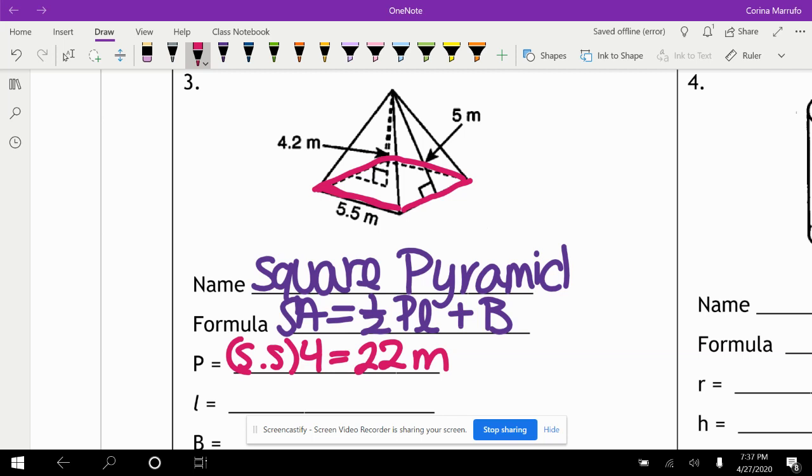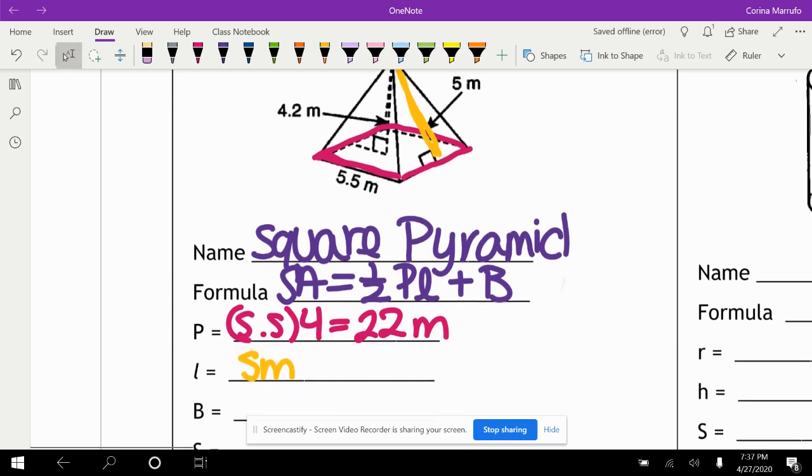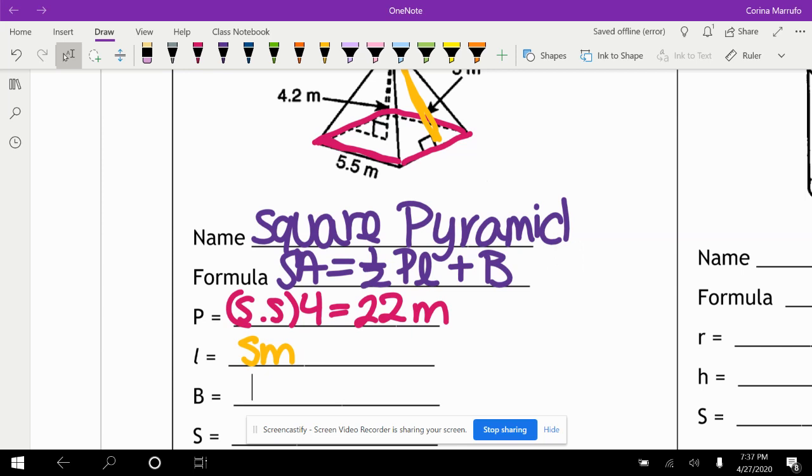Okay. L stands for slant height. Okay, so not the height going straight up and down. It's going to be the slanted one. So that is my slanted one right here, and that is 5 meters. And then B stands for the area of the base. So since this is a square, we're going to do base times height. So 5.5 times 5.5, which gives us 30.25.